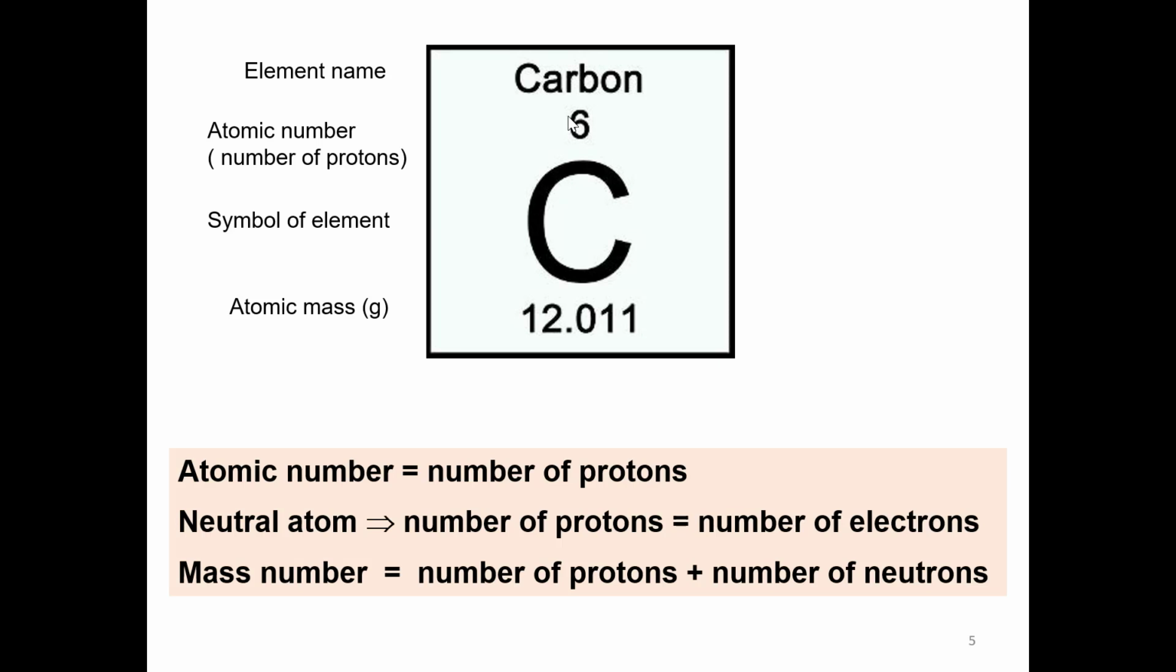Another thing we want to review is that when we have a neutral atom, the number of protons equals the number of electrons. And also the mass number, which is usually at the bottom, corresponds to the number of protons plus the number of neutrons. In general, we can define the mass number as about the number of protons plus the number of neutrons.